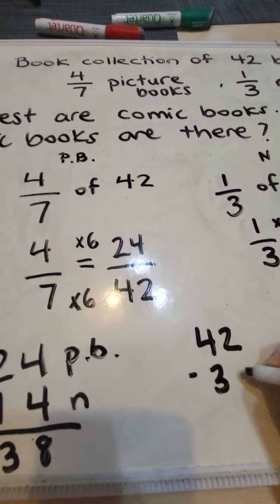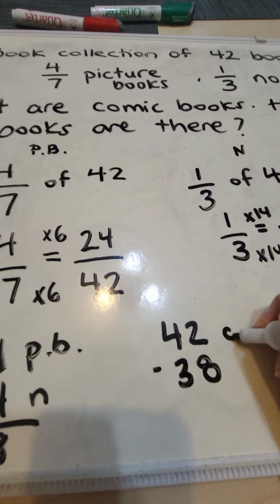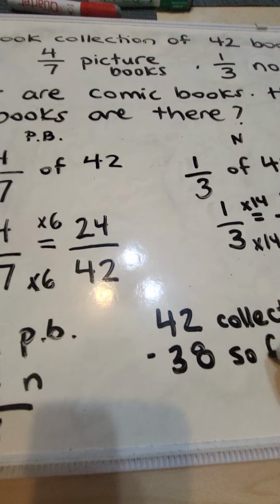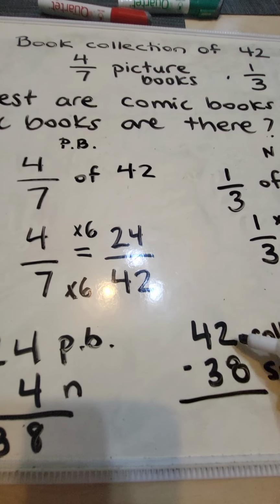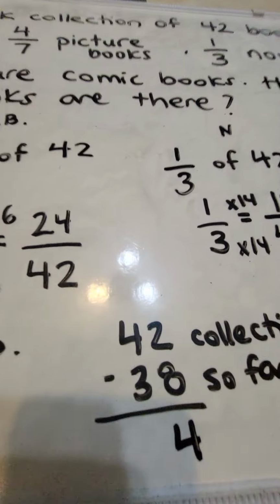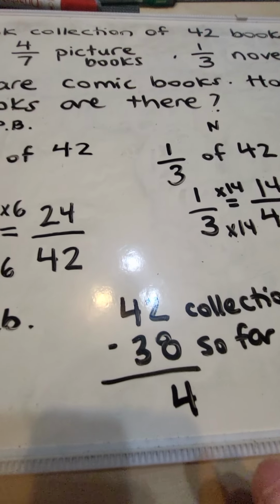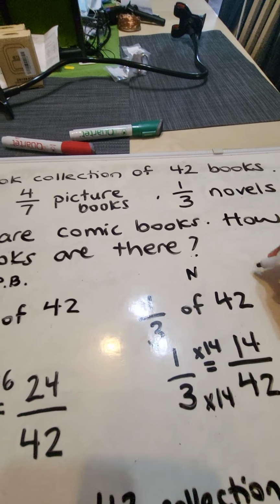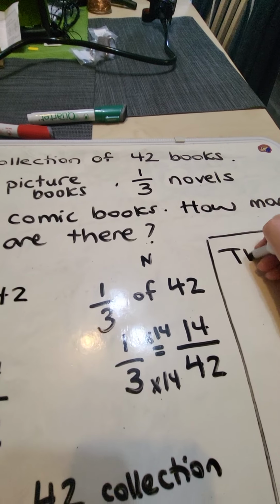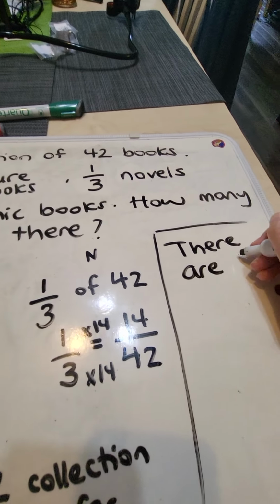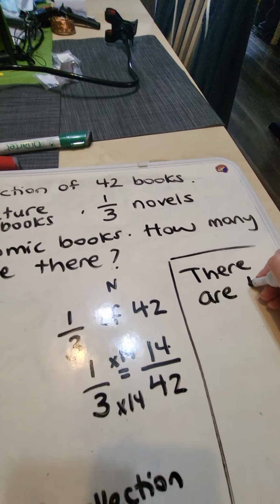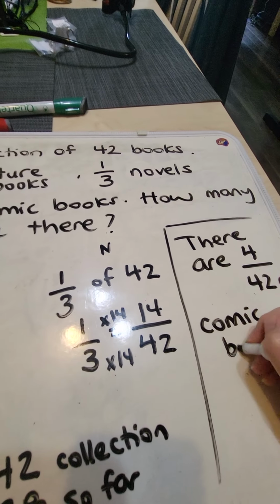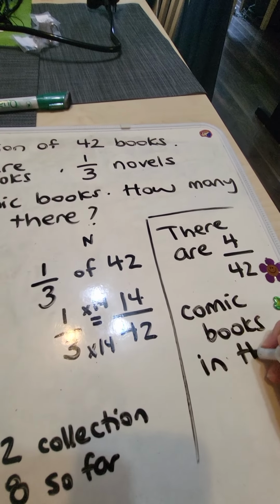So let's do subtraction here. So again, labels, this is how much is in the collection. 38 is so far, and of course 42 minus 38 is 4. So I'm going to go back and read the question just to make sure. How many comic books are there? So for my nice math sentence at the end, there are, now watch what I'm going to do here. There are 4 out of 42 comic books in the collection.